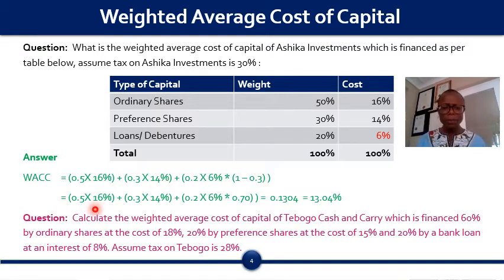So then it becomes 0.5 times 16, no change, 0.3 times 14, no change, but 0.2 times 6 times 70%, or times 0.7. 0.7 is 1 minus 0.3, which then gives you 0.1304, which is equal to 13.04%. If you rewind a little bit, you will see that this answer was 13.40. It has reduced because of the benefits which interest enjoys from being a before-tax expense.